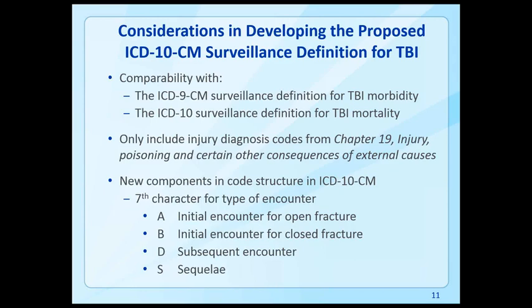So, even though there was an ICD-10 surveillance definition for TBI death, we decided not to just blanket accept that definition as the definition for TBI morbidity. And there's some reasons for that, which Chris will go into in a moment. The other thing that we kept in mind as we were working is that we decided, at least initially, we would only look at those injury diagnosis codes that are in Chapter 19. So those are the codes that start with an S or a T.